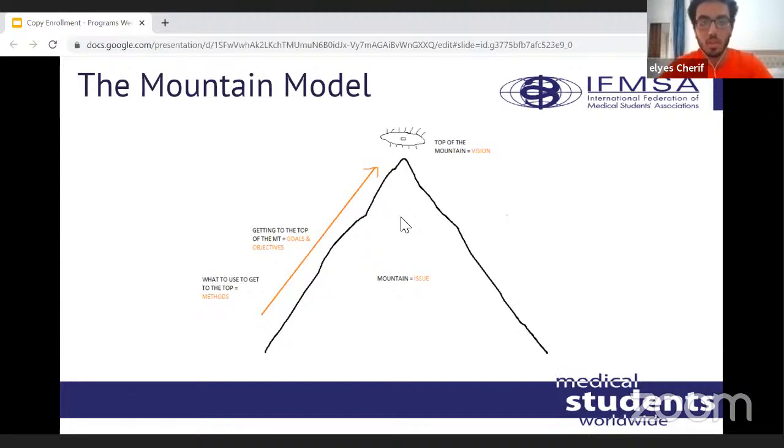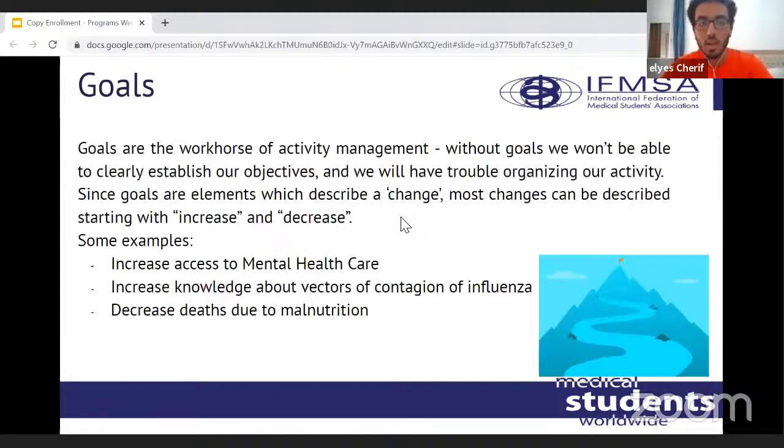Okay, so moving to the goals: goals are the workhorse of activity management. Without goals, we won't be able to clearly establish our objectives. So we will have trouble organizing our activity.